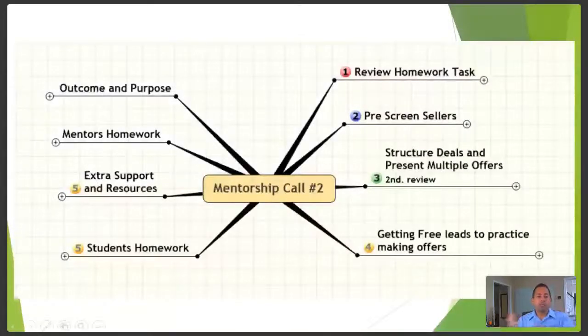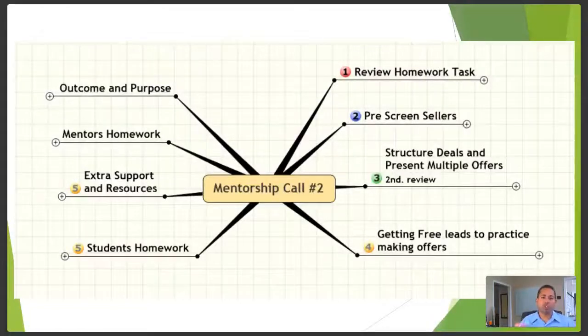Hello, slide. So this is right out of the mentorship training process, on call 2. We're going to go right into section 2, which is pre-screening the sellers. Why is that important? A lot of times people are a little apprehensive about talking to a new person. They're talking to a seller, and they're a little concerned about not looking bad, wanting to feel like they're doing the right thing and also know what they're talking about.